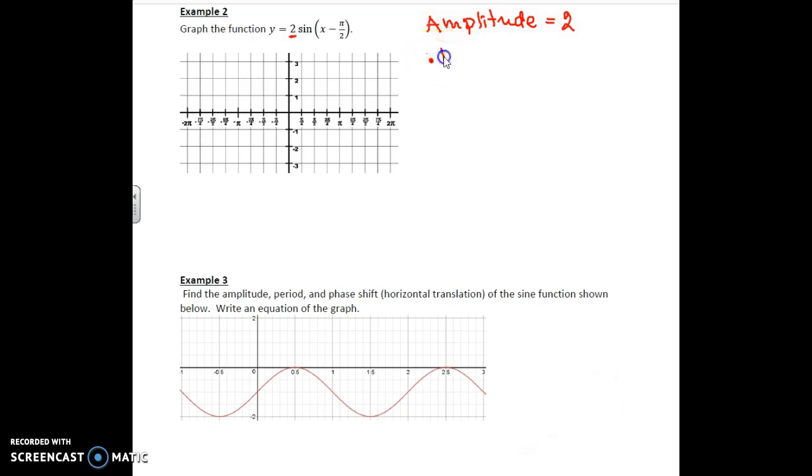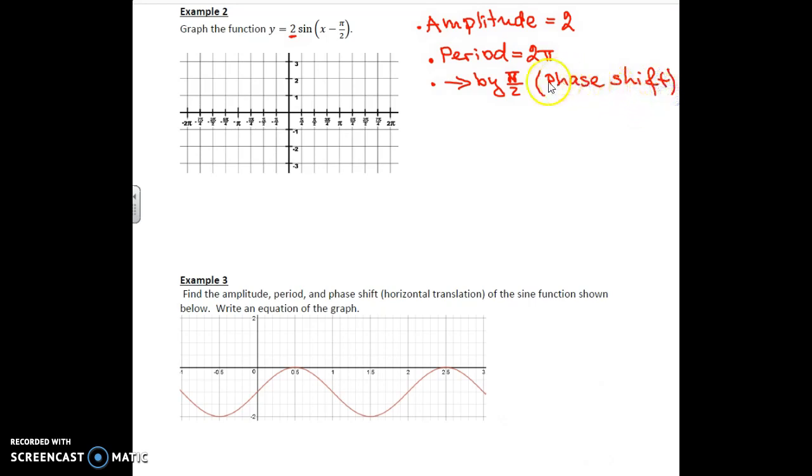We also have a period. You need to know what the period is. Since there isn't anything directly in front of x, the period is going to remain the same as the parent function. It is still 2 pi. But we also have this minus pi over 2 inside of the sine, or inside of the function. That means that we have a shift to the right by pi over 2. Pi over 2. This is what we call a phase shift. Any sort of horizontal shift left to right is called a phase shift.